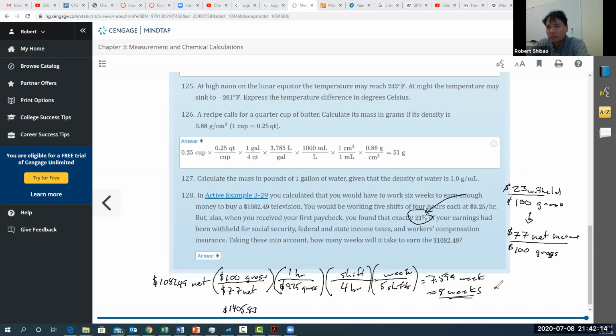Working backwards, we could take 8 weeks times 5 shifts per week times 4 hours per shift times 9.25 an hour. And so if they work the full 8 weeks, I'll just do 8 times 5, there are different ways we could do this calculation, times 4 times 9.25. They're going to earn $1,480.00. And so they're going to have about $74 left over here.